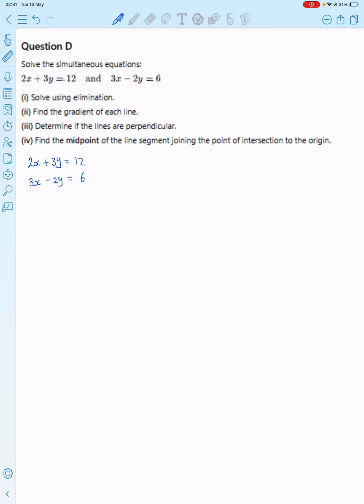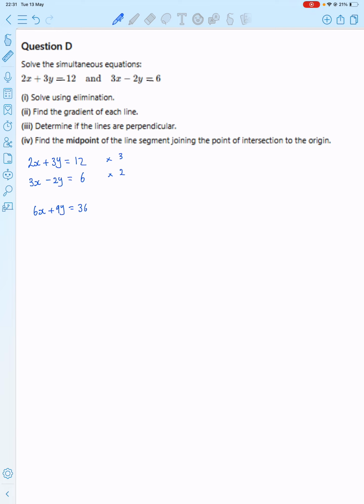So when we're eliminating, we want to make either the x's or the y's the same in terms of coefficients, or at least the numbers. So I'm going to pick the x's to be the same. It seems easy. But to do that, I'm going to have to multiply the entirety of this equation by 3 and this one by 2 to get a common multiple of 6. It doesn't have to be the lowest. So that transforms the first equation into 6x, 2 times 3 is 6, plus 9y, 3y times 3 is 9, equals 36. 12 times 3 is 36.